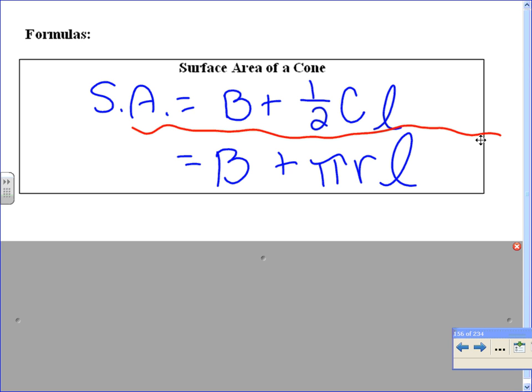Yeah, you can if you would like to go further. You could leave the base as pi r squared. And that's just kind of making it a little bit longer. But yeah, area of a circle is pi r squared if you'd like to change it even further.